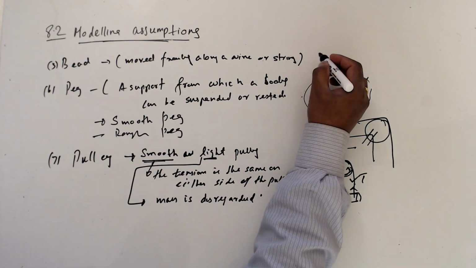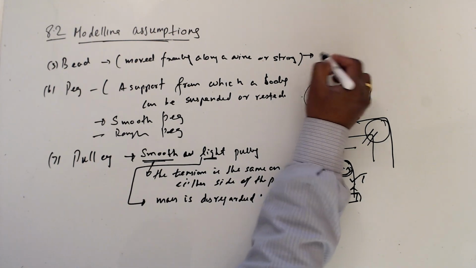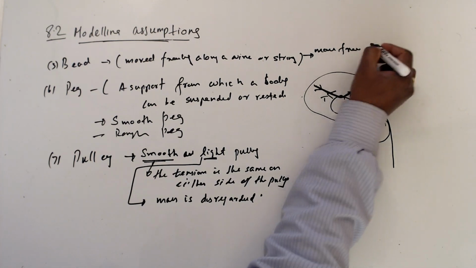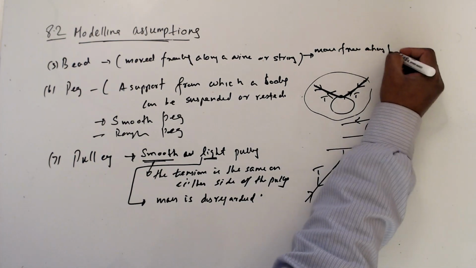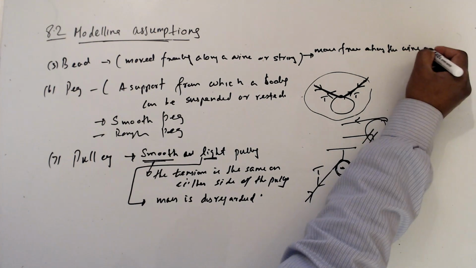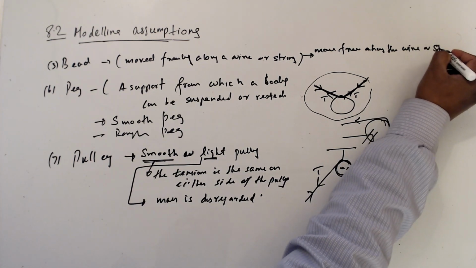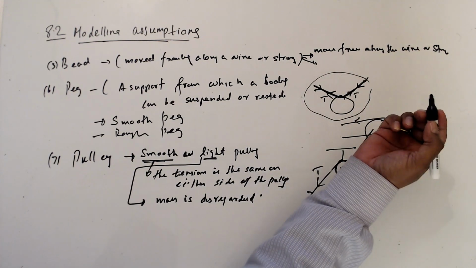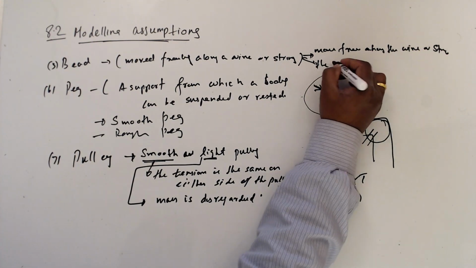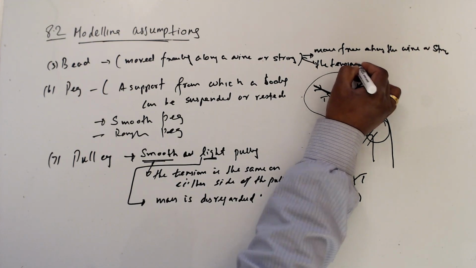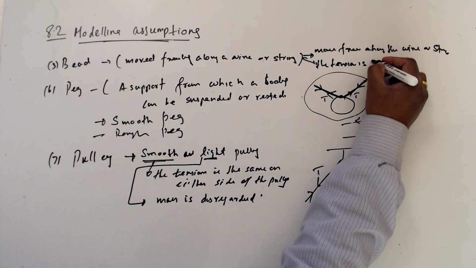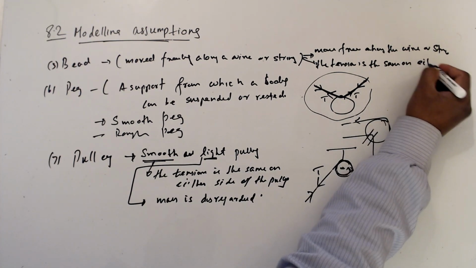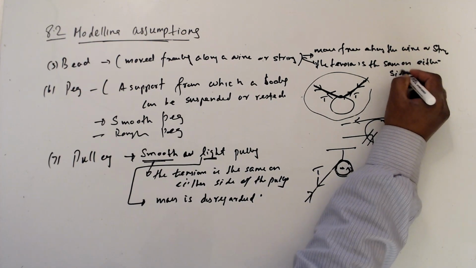So with a bead, it moves freely along the wire or string, and the tension is the same on either side of it.